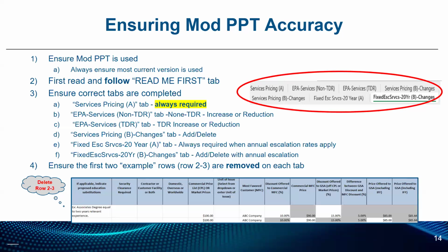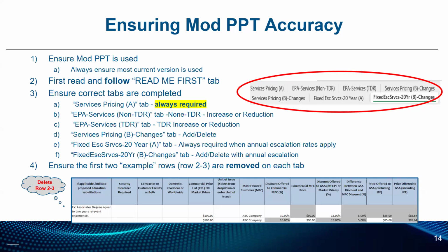you can find that. There are a number of tabs, as you can see. Make sure you're filling out the right tab. And note that there are differences for TDR and non-TDR when it comes to an economic price adjustment. So make sure that if you're a TDR contractor, transactional data reporting, that you're using the TDR tab for an EPA. And if you are a traditional contractor under non-TDR, you use the non-TDR tab. This is very important that you use the correct tab.